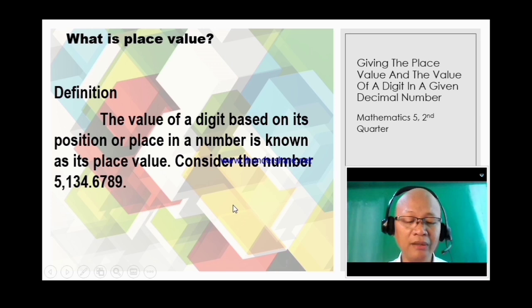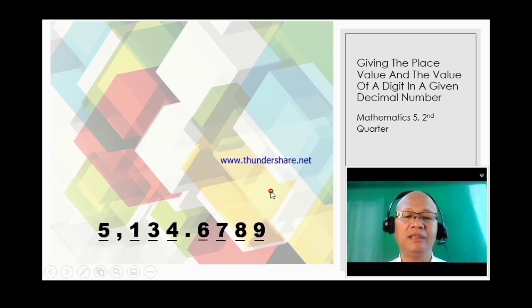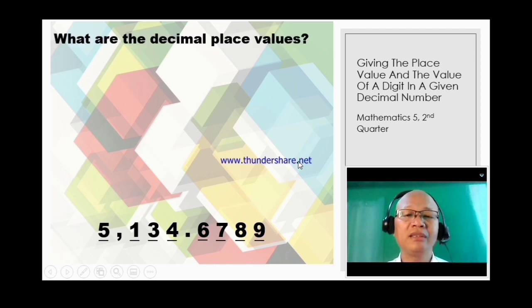Okay? Now, later, I will also show you one by one a figure to identify the place value name. Okay. From this given number, 5,134 and 6,789 ten thousandths, we will answer this question. What are the decimal place values?